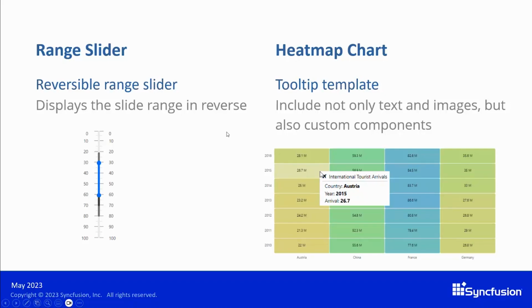And to the heat map chart component, template support has been added to the tooltip displayed in heat map chart. So not only the text and images, but you can also add any custom content or components into it.